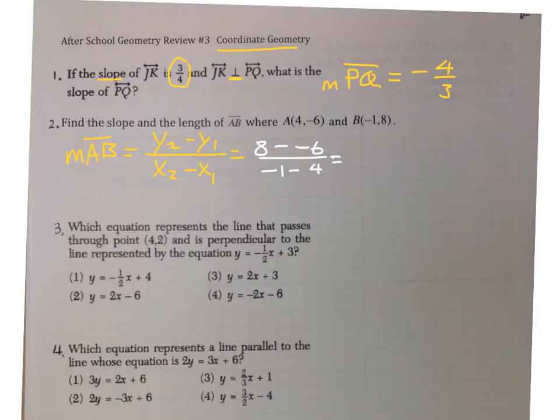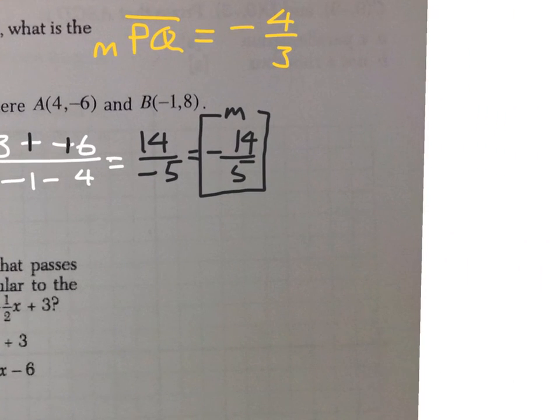So I'm getting a subtracting of a negative there, which is the same thing as adding a positive, which is bringing me to 14 over negative 5. So the slope would be down 14 over 5. Now I can quickly turn that slope into a length by just using a version of the Pythagorean Theorem.